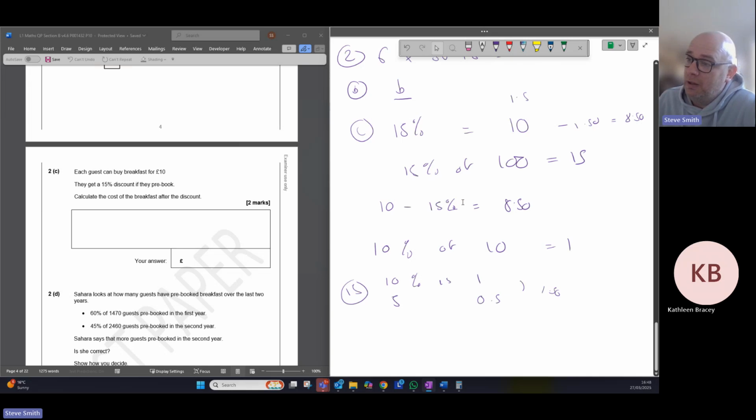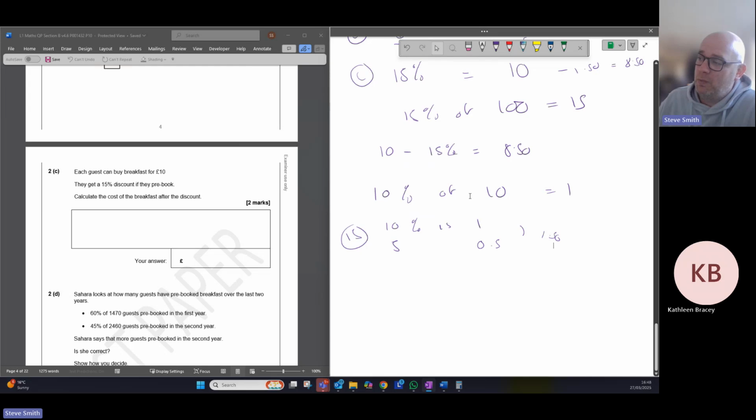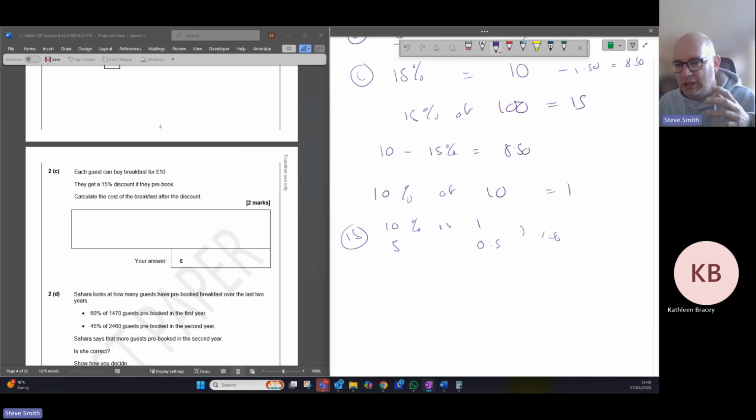Again, there's the calculator. And you might think, yeah, there's another way. If you're good with percentages and decimals, then if we're thinking about 100 and we're taking away 15, that's leaving us with 85%.